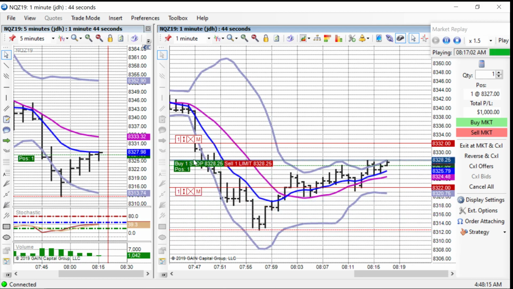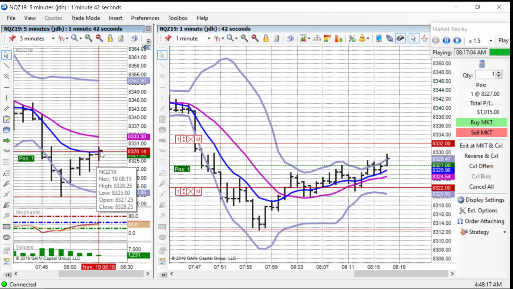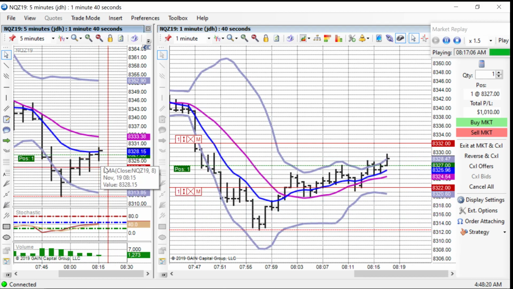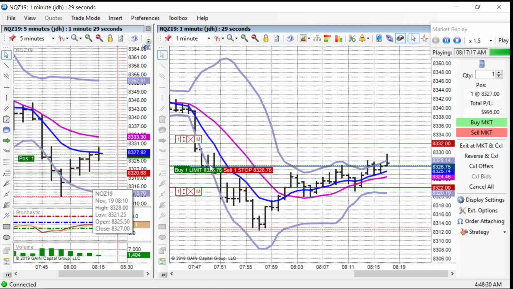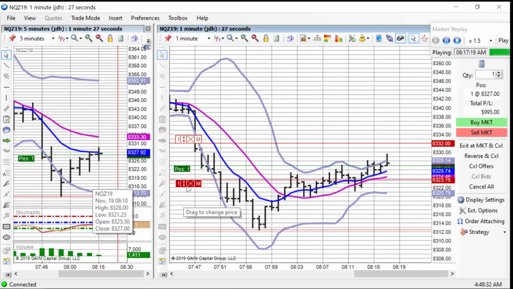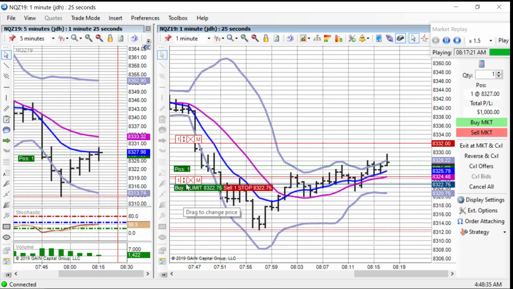I'm also looking at a break back up through the ADMA in the 5-minute chart, which acts like resistance, so it's breaking through that ceiling there. And when I can, I'll move this up to get out of risk.